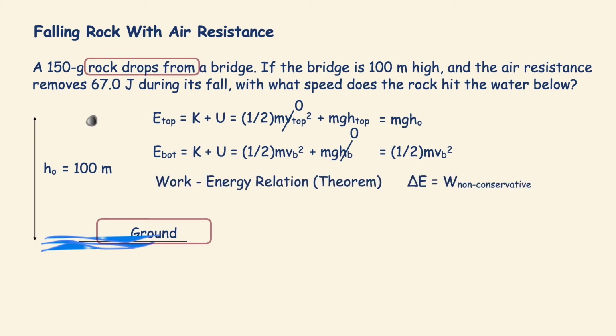The work-energy relation or theorem sets that any changes in the energy are due to the work of non-conservative forces. In our problem here, the non-conservative force will be the air resistance. The only other force here is gravity, and that is a conservative force.